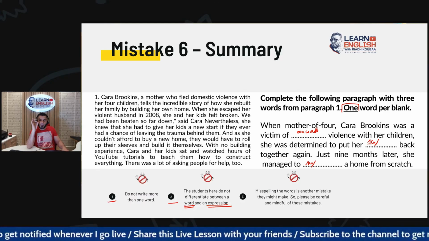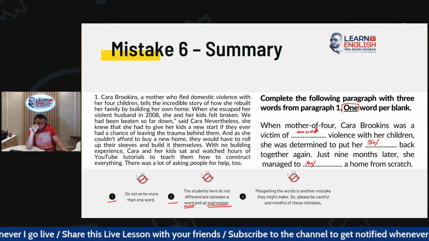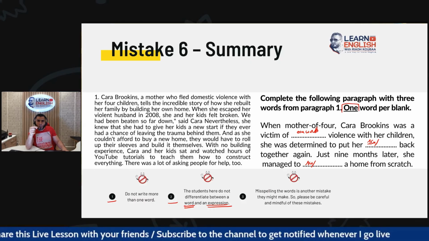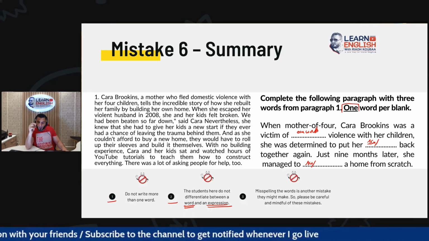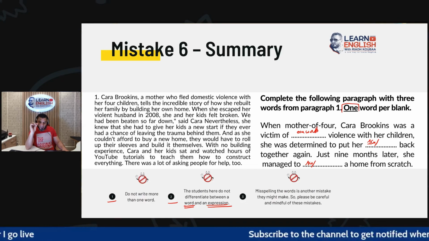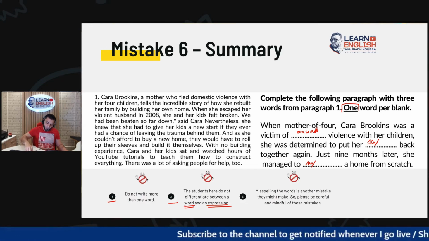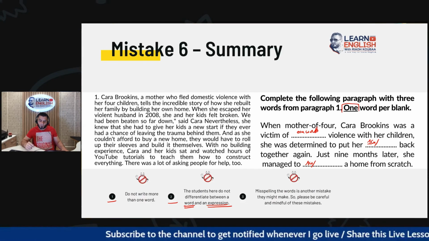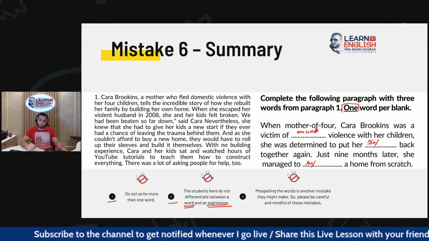And don't misspell. Don't write the words incorrectly. Misspelling the words is another mistake students make. So please be careful and mindful of these mistakes. So here, what are we supposed to do? We have to complete the summary with the missing words.